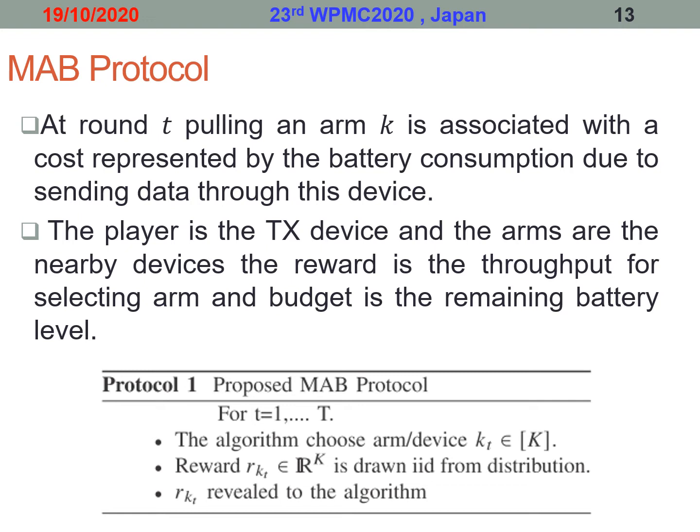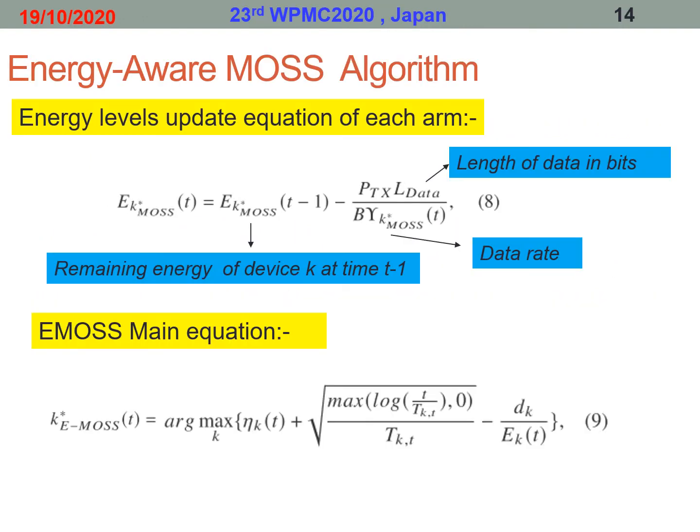The algorithm will choose an arm or device K small from a group of K capital devices, and the reward will be the throughput, which will be drawn independently from a distribution. Then we will reveal this reward, and we are trying to maximize the long-term reward, which will give the best nearby device. In this paper, we use one of the famous multi-armed bandit algorithms, the MOS algorithm, and one of its major advantages is that it's adaptable for both stochastic and adversarial environments.